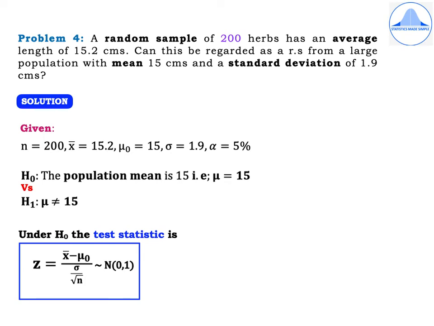From the fourth problem onwards, we'll be solving 5 markers. Such type of problems are important from the examination point of view. Problem 4. A random sample of 200 herbs has an average length of 15.2 centimeters. Can this be regarded as a random sample from a large population with mean 15 centimeters and standard deviation of 1.9 centimeters?